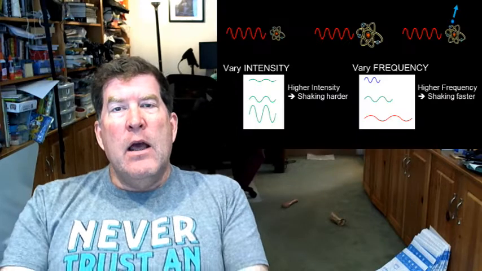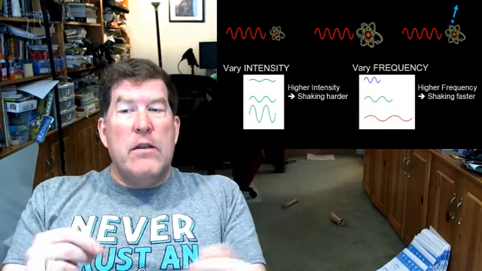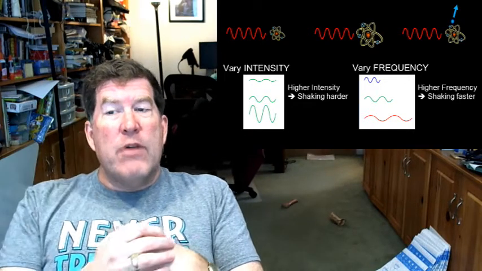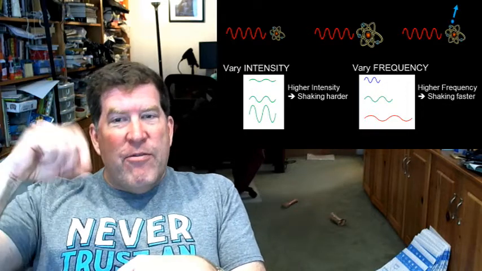So just to recap a little bit, what we have is a situation where we have this wave model of light, which gives us two parameters that we can vary. We can vary the intensity of the light, which is how hard is the electromagnetic wave going to shake electrons attached to an atom. And we can vary the frequency of the light, which is how fast does that shaking take place.